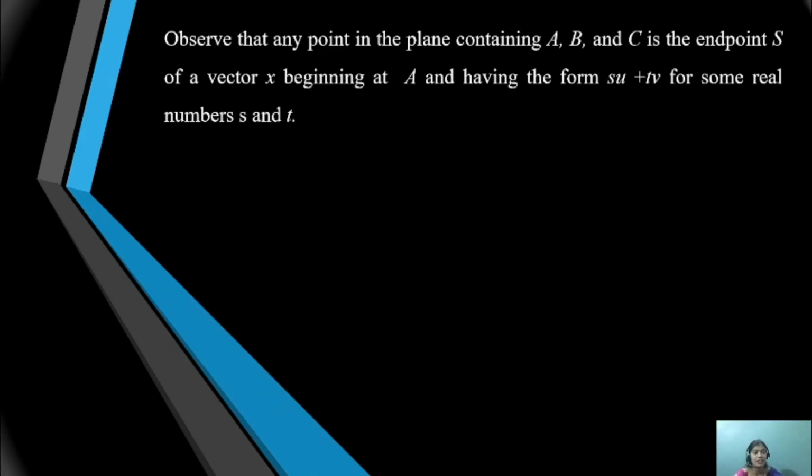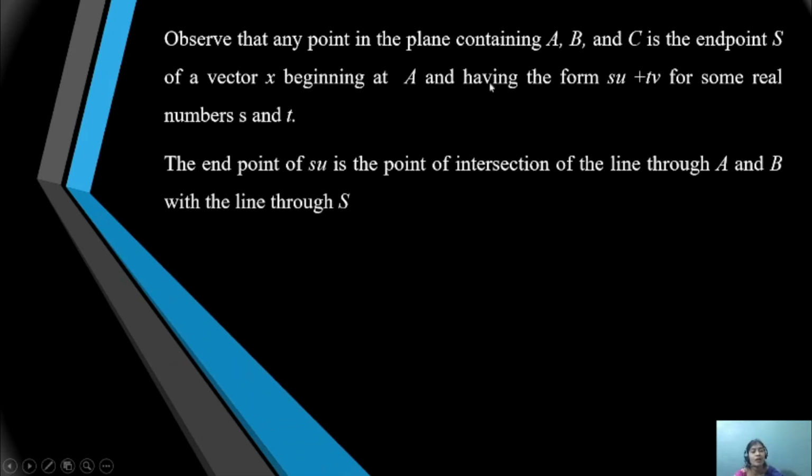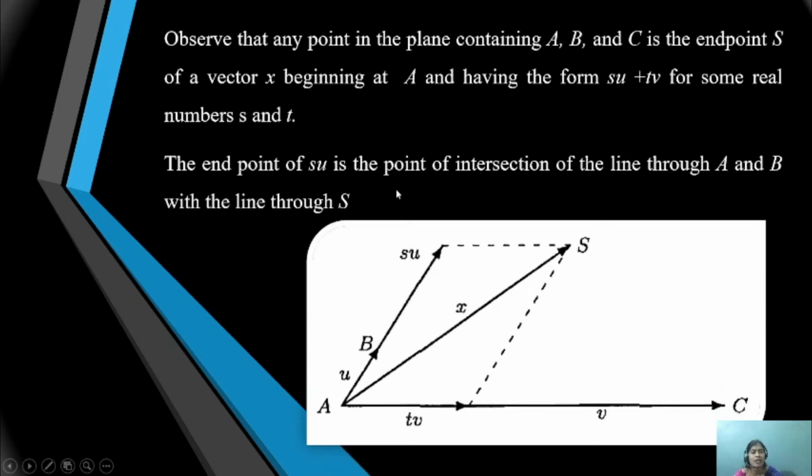Observe that any point in the plane containing A, B and C is the endpoint of a vector x beginning at A and having the form su plus tv for real numbers s and t. Here s and t are some real numbers, giving su plus tv. The endpoint is the point of intersection of a line through A and B with the line through S.